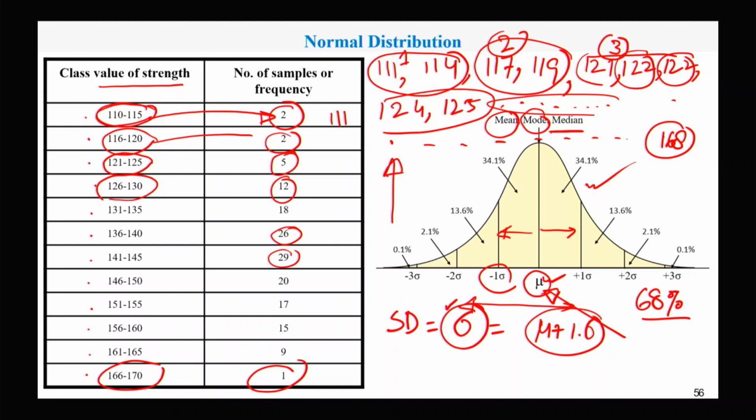Here we have certain data. Now let us assume the total number of data points are 100. Total number of data points here is given as 100. Total readings we have taken are 100.